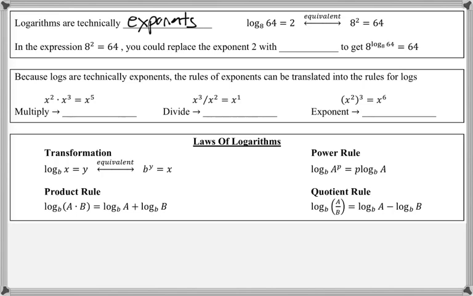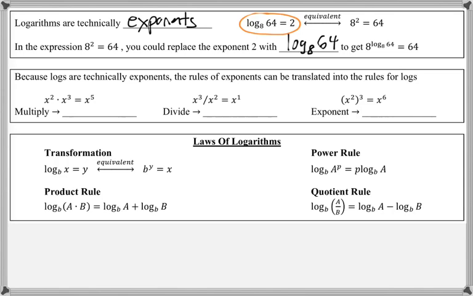We can transform that into 8 raised to the 2 is equal to 64. So if you look at the expression 8 raised to 2 is equal to 64, you could technically replace the exponent 2 with log base 8 of 64. And I can do that just because if you look at this statement right here, 2 is equal to log base 8 of 64. So what that means is anywhere you see a 2, you can replace that with log base 8 of 64.